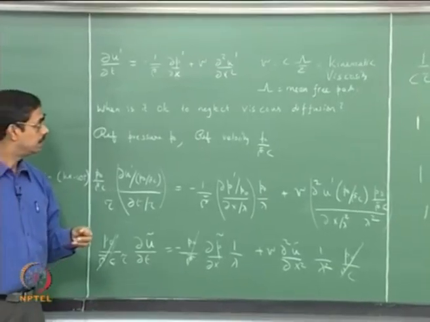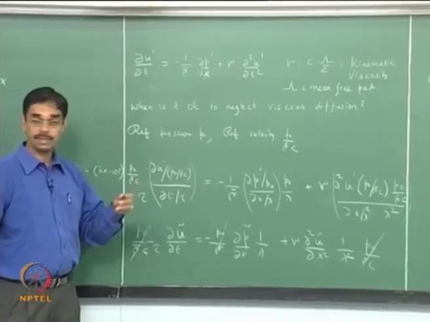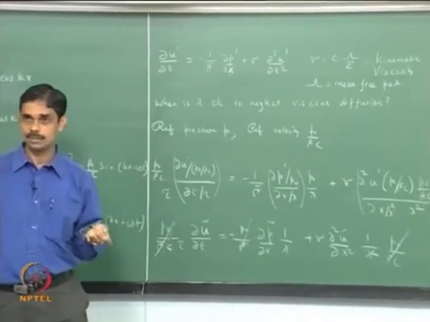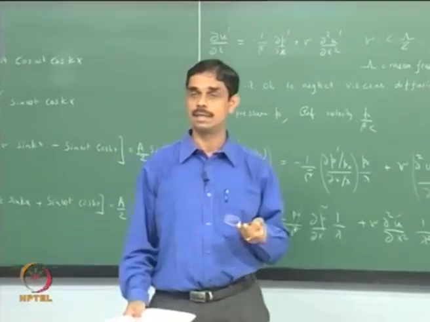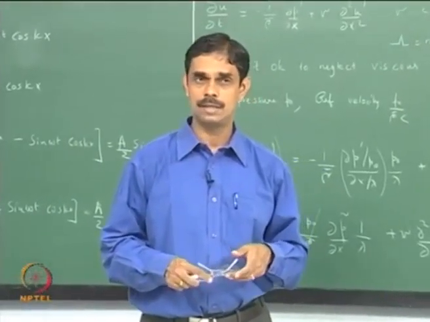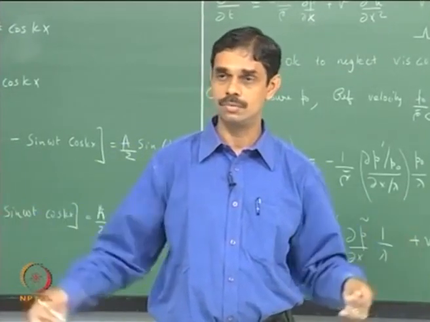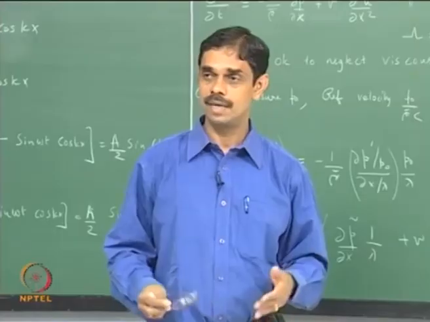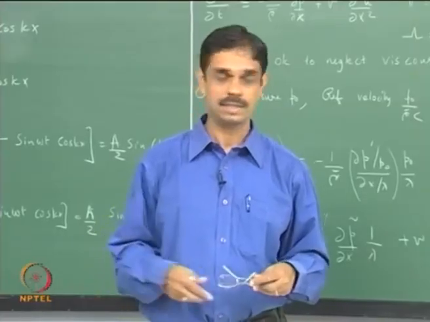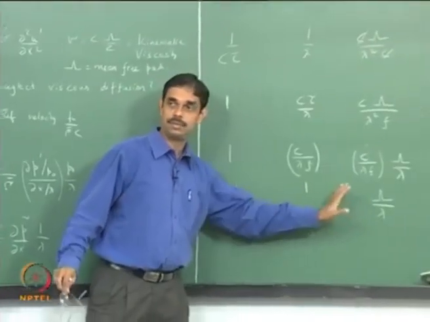If the mean free path is much smaller than the wavelength, which is normally the case, the mean free path in atmospheric conditions is of the order of 10 power minus 6 meters or something. And for typical waves which we deal with, wavelength is of the order of meters, 1 meter, 2 meter, half meter. So 10 power minus 6 over a meter is 10 power minus 6, whereas the other two terms we saw are of the order 1.